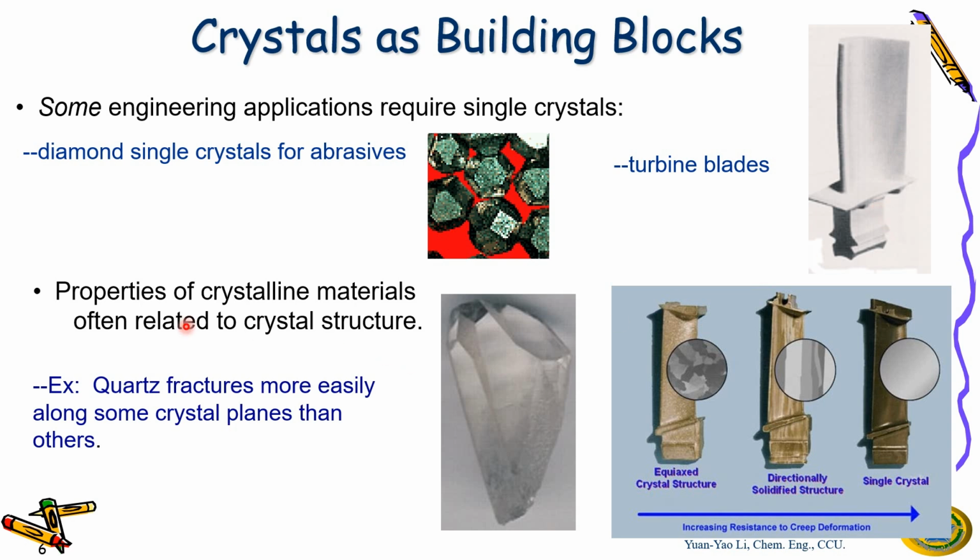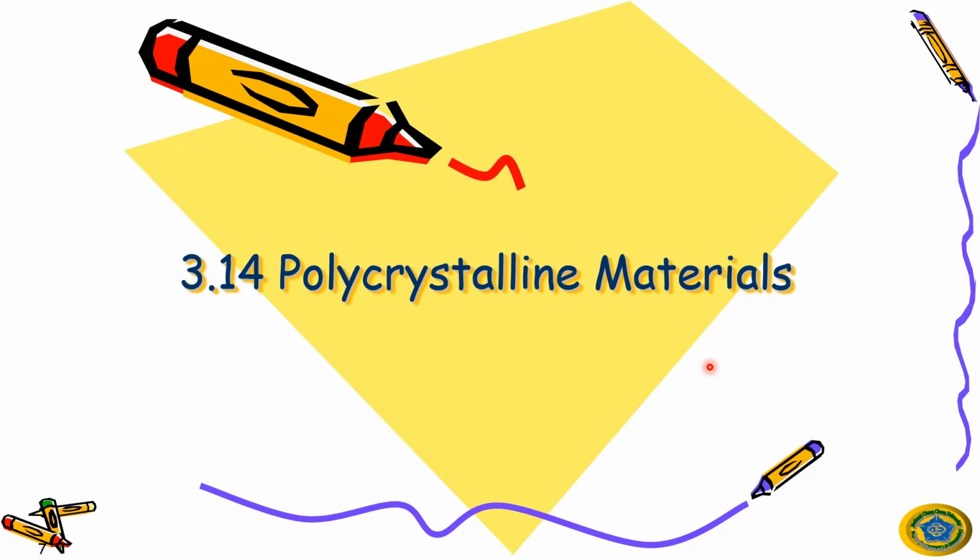Okay, and another case is a diamond single crystal for abrasive. This kind of diamond can be very strong, very hard, and you can cut something which is not that hard. Okay, or use it as an abrasive. So as you can see, if this is not single crystal, it is polycrystal, and this will have trouble when you put this on the turbine. So we already know how important single crystal is.